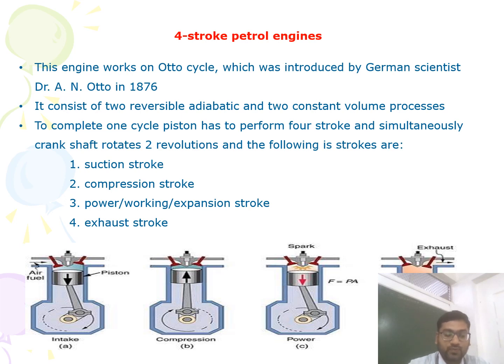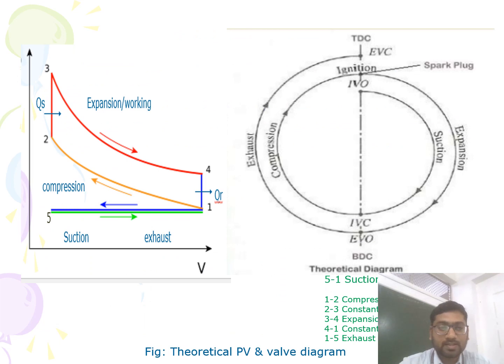The engine is a 4-stroke engine because one power stroke is achieved in every 4 strokes of the piston, or you can say 2 revolutions of the crankshaft. So that is why it's called a 4-stroke engine. Students, here you can see this theoretical pressure versus volume diagram as well as the theoretical valve timing diagram.